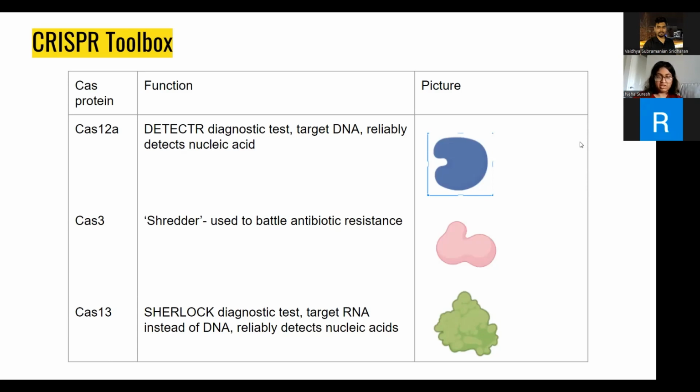The next one is Cas3. Now, Cas3 is a shredder. There is a startup on NC State's campus called Locus Biosciences who's using Cas3 in order to fight antibiotic resistance. Cas3 basically shreds the genetic code, and it renders the organism completely incompetent, as well as in most situations dead. Now, Cas13 is used as a Sherlock diagnostic test. They did make a COVID-19 diagnostic test with CRISPR-Cas13 at the height of the pandemic. It targets the RNA instead of the DNA, and it reliably detects the nucleic acids of the virus itself.